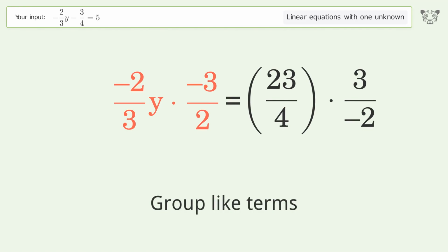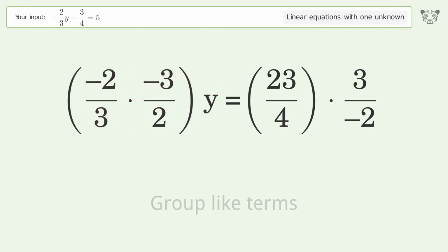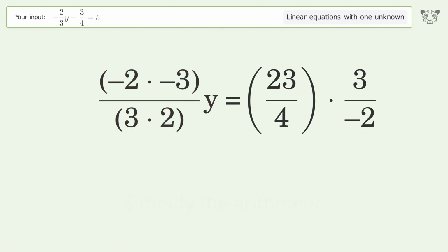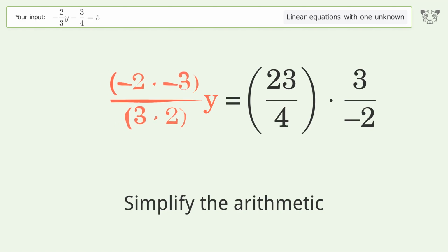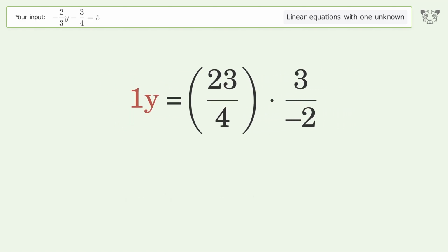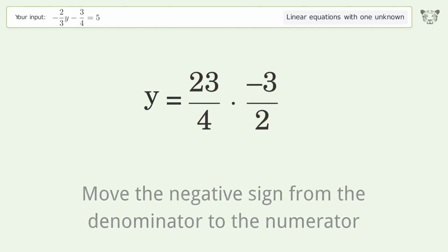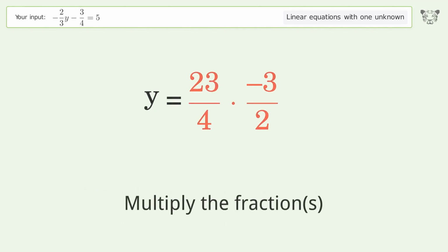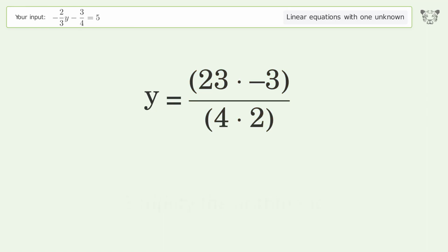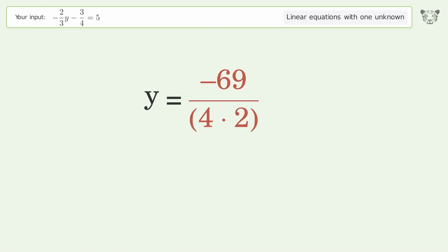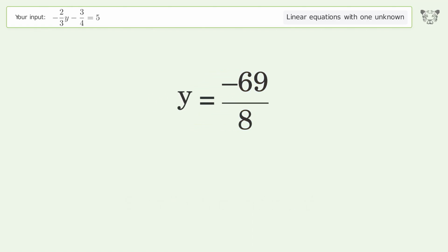Group like terms. Multiply the coefficients. Simplify the arithmetic. Move the negative sign from the denominator to the numerator. Multiply the fractions. Simplify the arithmetic. And so the final result is y equals -69/8.